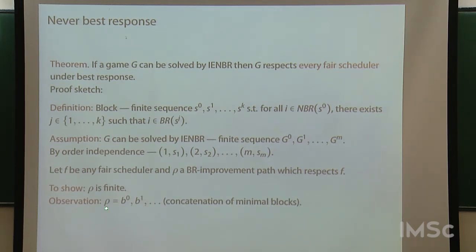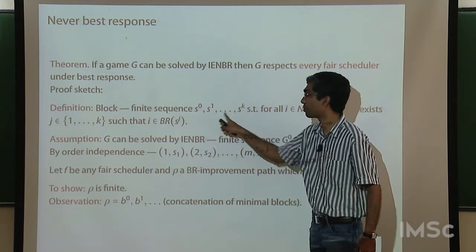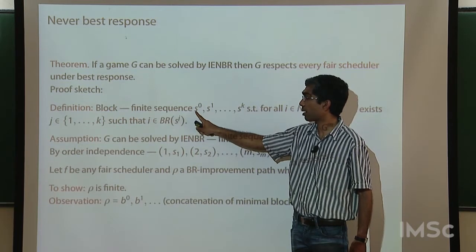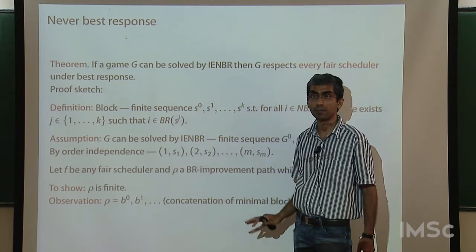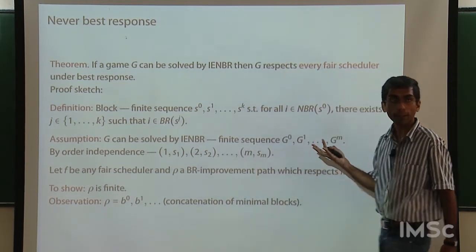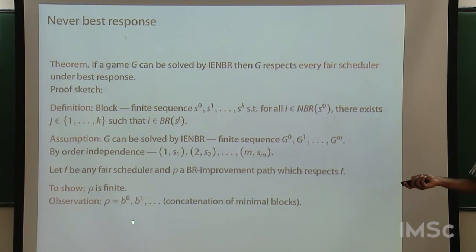Now rho can be broken up into these blocks. So what are these blocks? These are blocks in which you take any player who is not happy at the first state. So this is a sequence of strategy profiles. You take any player who is not happy in the first strategy profile, eventually he is scheduled within this sequence. That's the definition of a block. So you can always rewrite this improvement path as a sequence of such blocks. Is that clear?